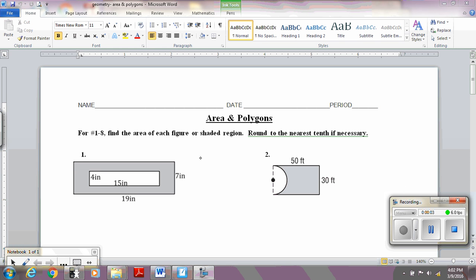Alrighty, I'm going to help you review for our polygon test, which is next class. So take out the worksheet that says area and polygons on it, because the review is on the back. Problems 9 through 22.